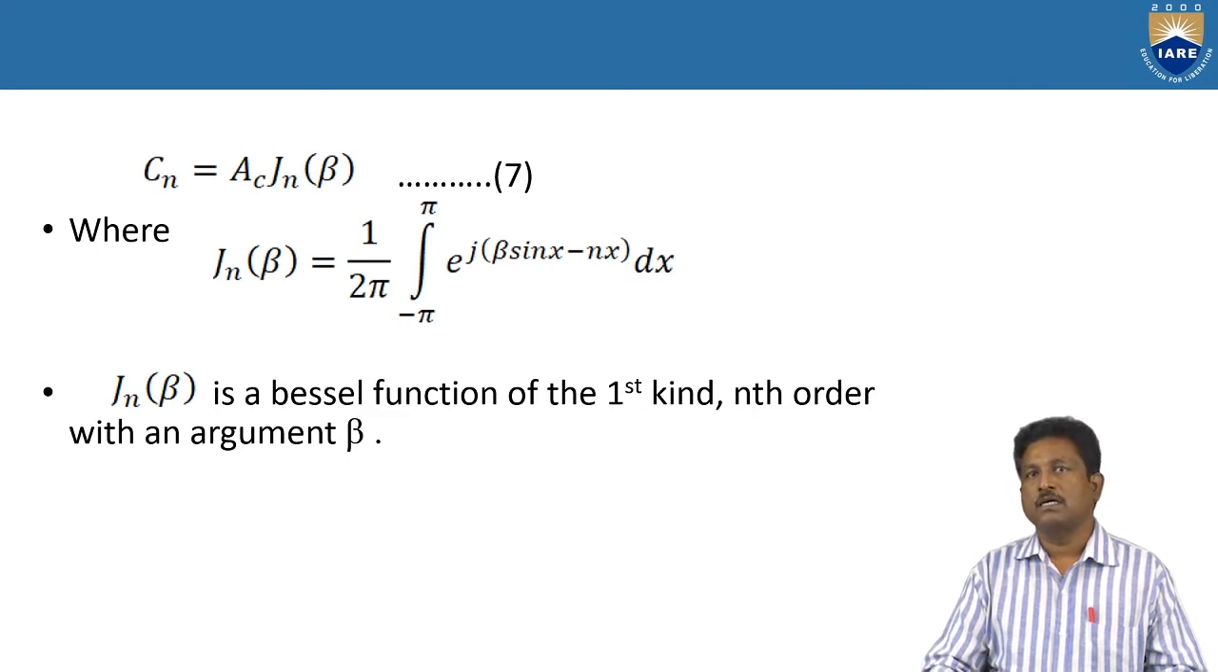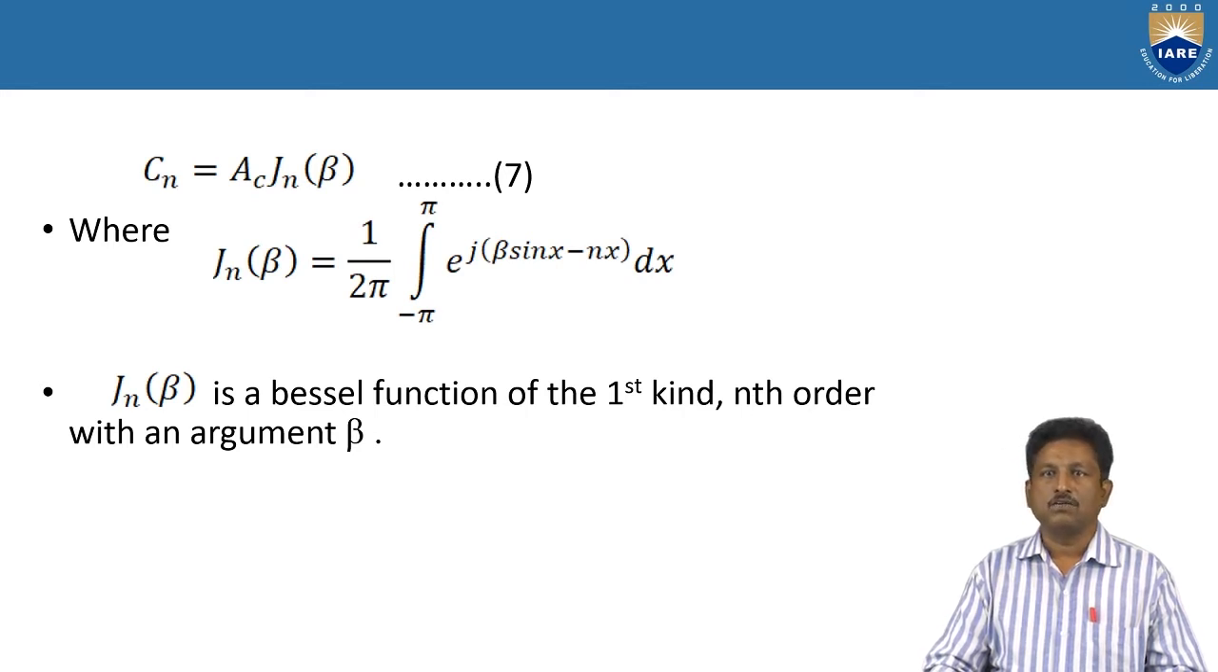Here Jn of beta is the Bessel function based on the modulation index. Because it is wideband frequency modulation, the beta value is greater than 1, so we are going to get an infinite number of sidebands. Whereas in narrowband frequency modulation, the beta value is less than unity, and there we get only two sidebands, the upper sideband and the lower sideband. In wideband frequency modulation, beta is greater than 1, so theoretically we get an infinite number of sidebands. We find the Bessel function values in terms of Jn.